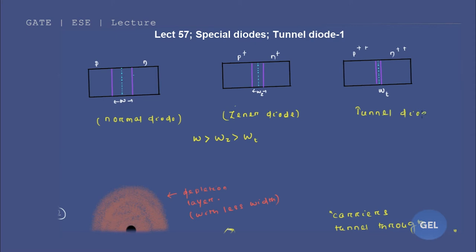Sir, in the tunnel diode, the depletion width is very small compared to that of the Zener diode and normal diode. Tunnel diode depletion width is very small. So that is why carriers get tunnel through this depletion layer.